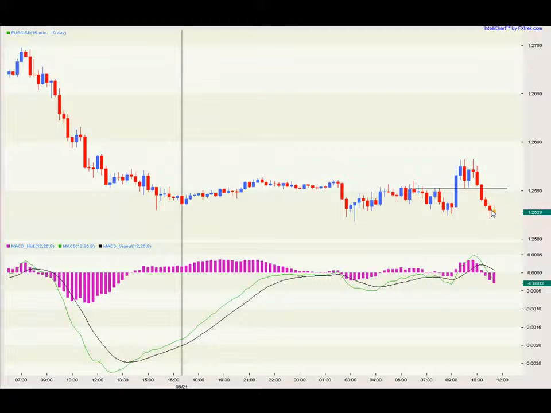I'm not expecting a lot this time of the day. We're coming into the London close, so maybe we'll get a bounce back up in here. But by the way, if you know the London close trade course, this is not a qualified London close trade. I'm just saying that we could probably expect a bit of a bounce here at the London close.